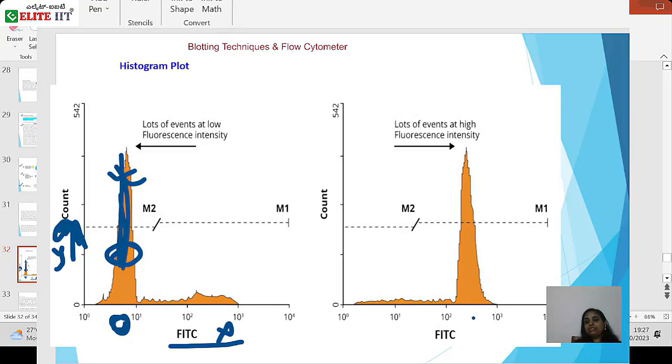Now, if you consider here x value is more, in that case, lots of events at high fluorescence intensity. So in this case, x value is high as well as y value is high. Okay. So from the graph, you can easily understand. Y value high means number of cell high, and FITC high means size of the particle high. You can consider.